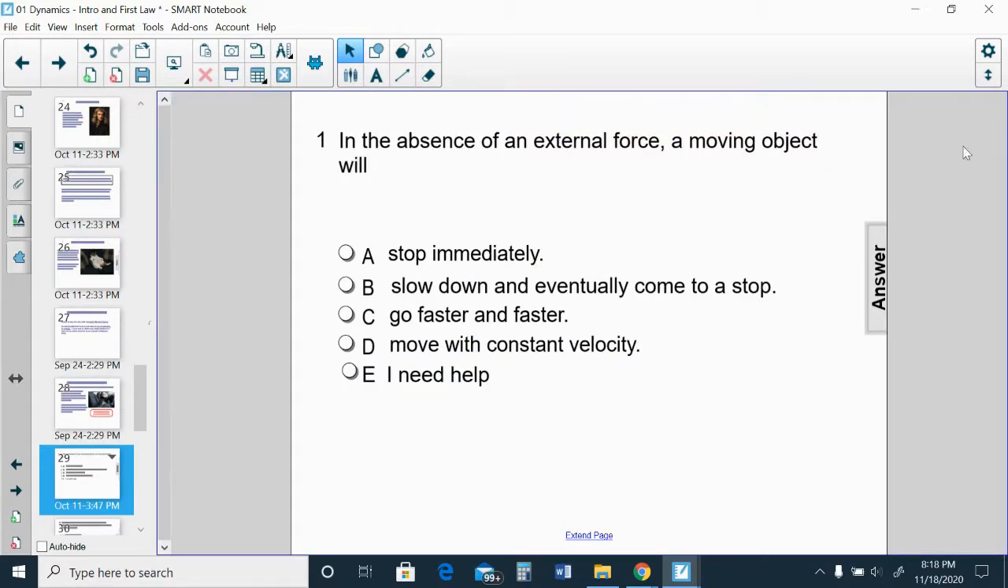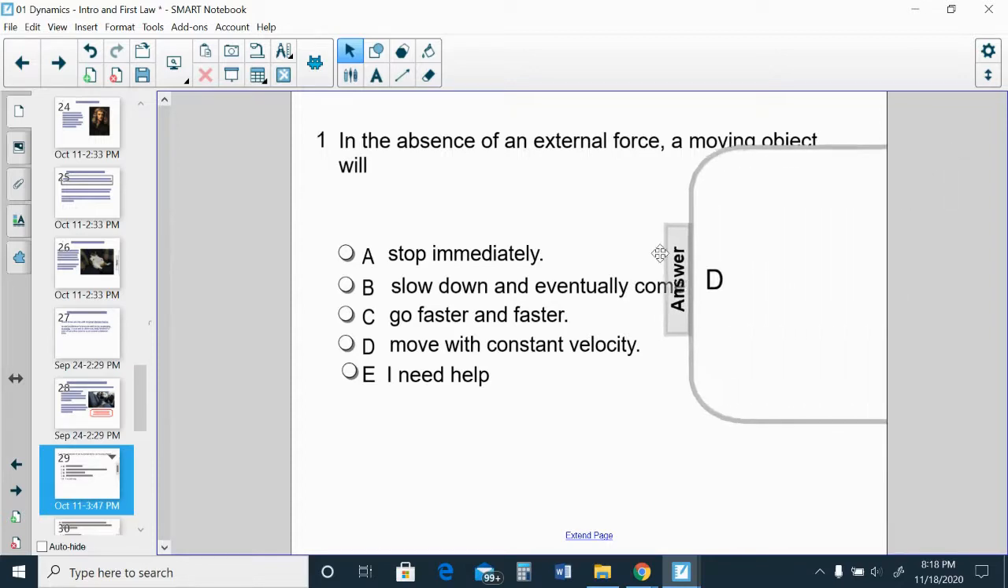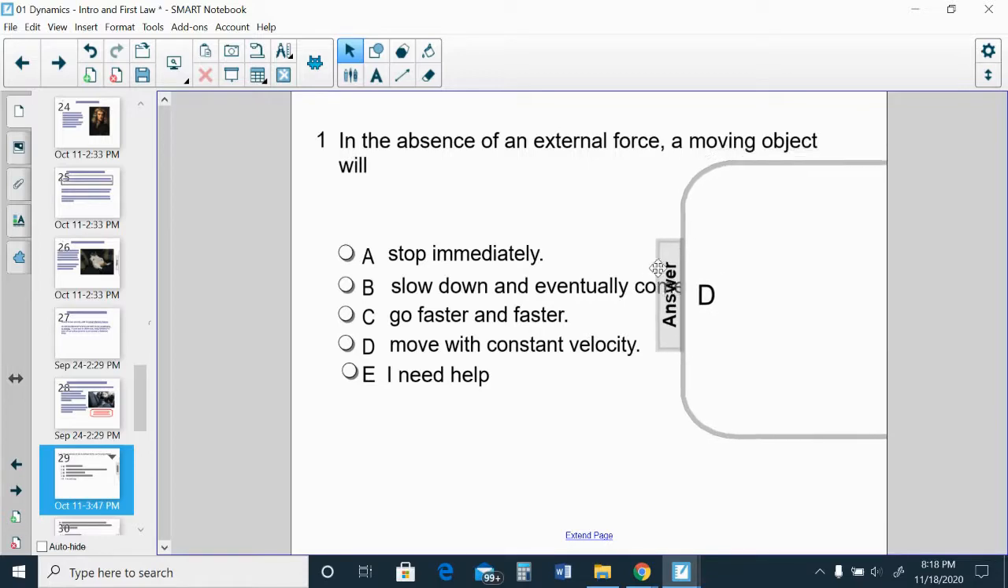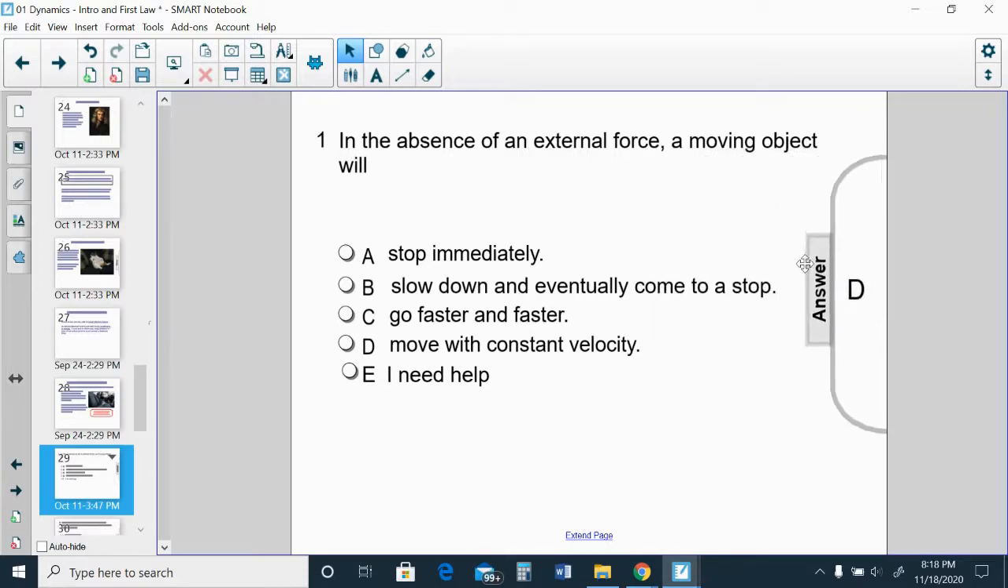So in the absence of an external force, a moving object will... The correct answer is D. It will move with constant velocity. So remember, a force will cause an acceleration. If there's no force, there will be no acceleration, which means there is no change in velocity. So the velocity will be constant in this case.